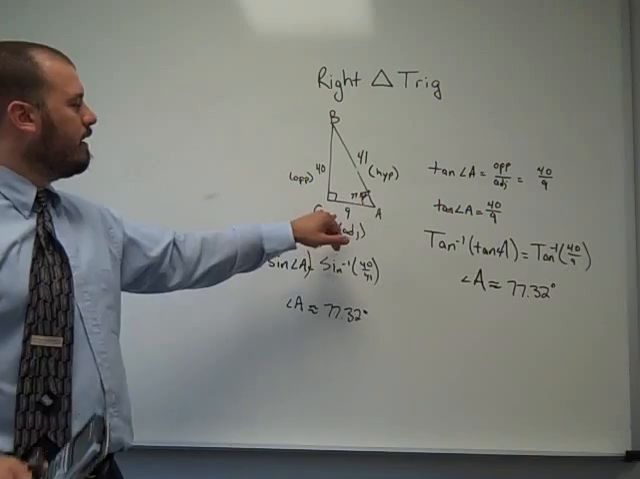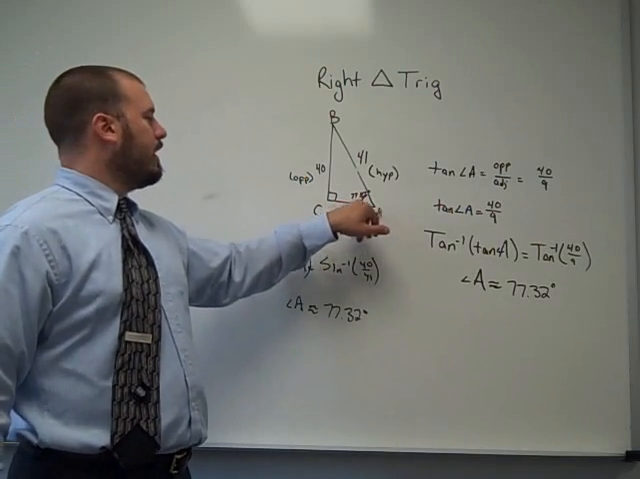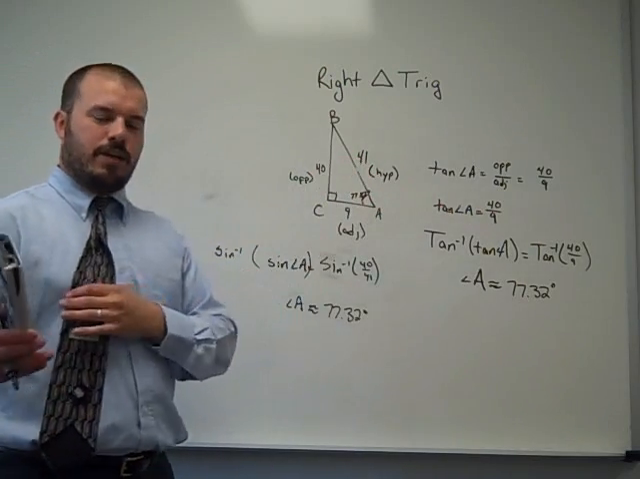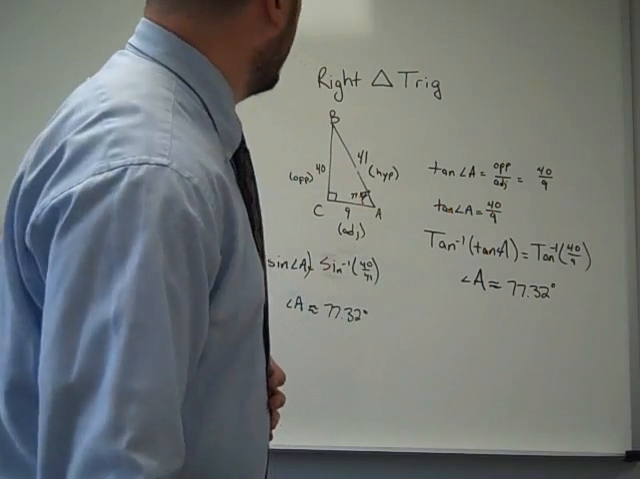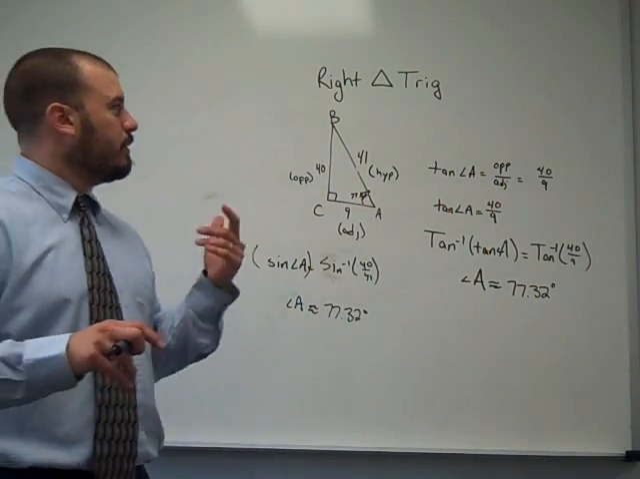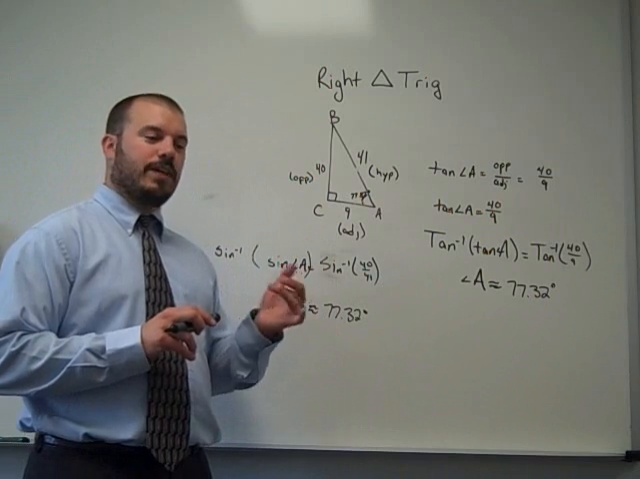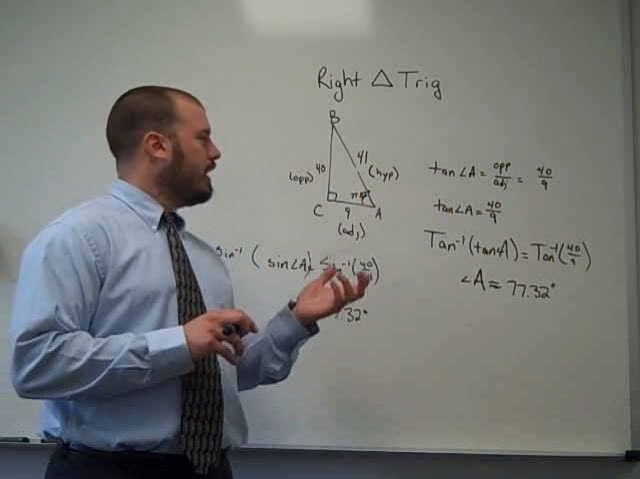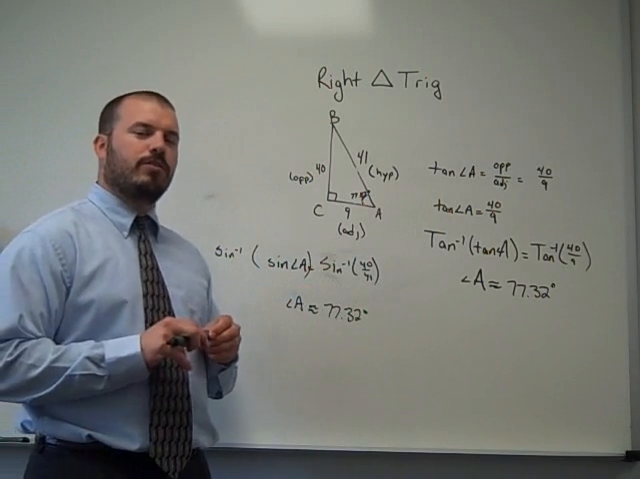Same idea with cosine. Cosine would be cosine of angle A is equal to 9 over 41, and we would again get the same value, 77.32. So we can use right triangle trig to solve for side lengths as shown in a different video, and right triangle trig to solve for angle measures as shown here.